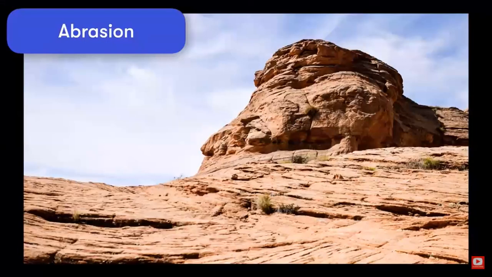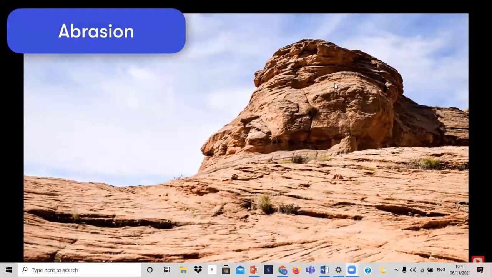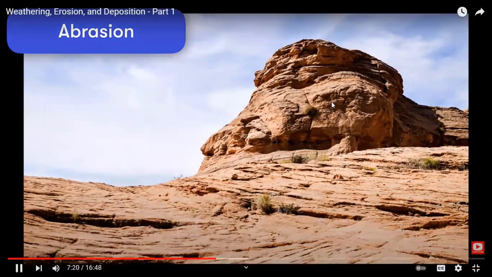Third example, which is the most common, and we see it all over the world, is called abrasion. So abrasion is basically whenever rock grinds against other rock. And it comes in many forms. Like here in the desert, we see a lot of wind abrasion, where gusts of wind will blow grains of sand that crash into other rock, and very, very slowly over thousands.